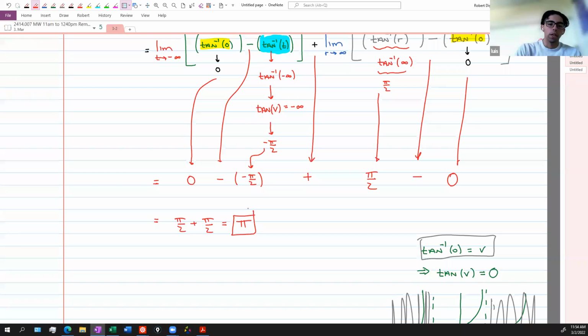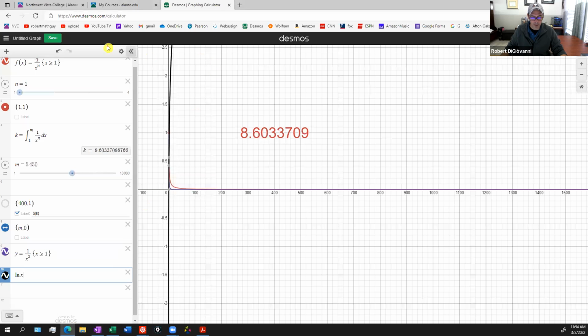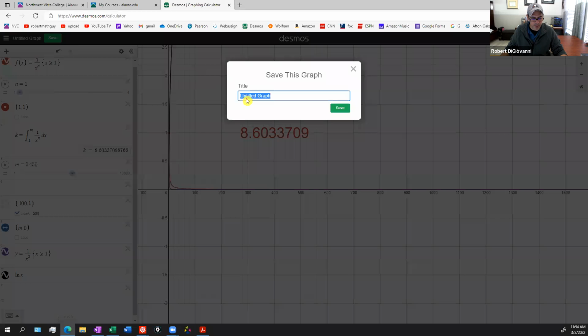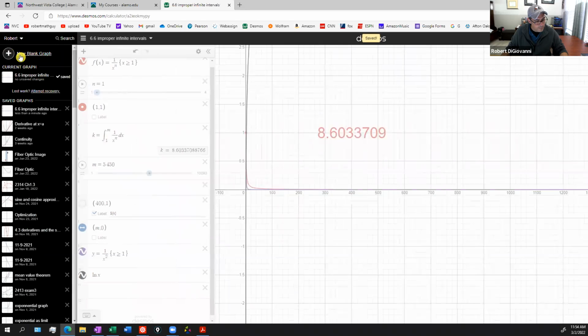How can we see that graphically? I'll show it to you. Okay, I'm gonna just save this. I don't even know what I want to call this. 6.6 improper infinite intervals. Okay, in case I need that later.